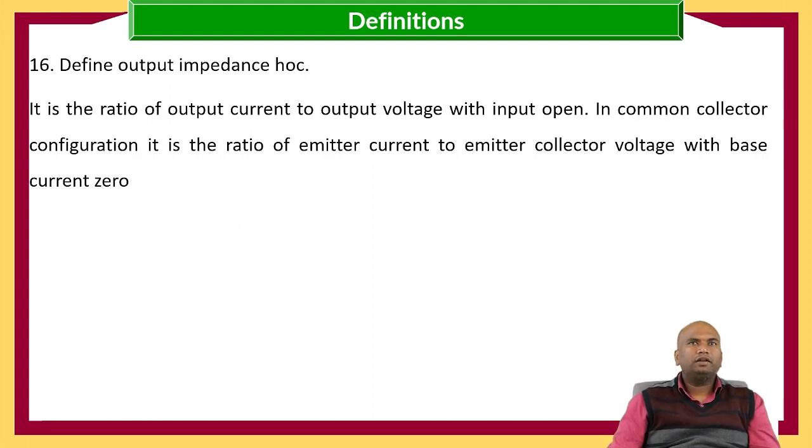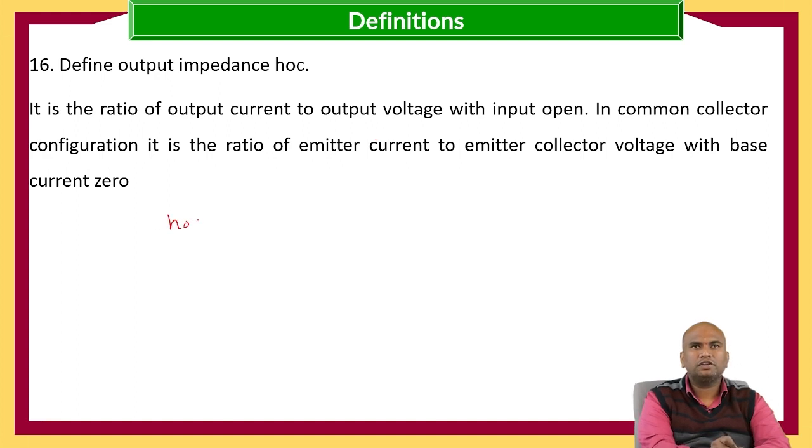Define output impedance HOC. It is the ratio of output current to the output voltage with input open. Here the output voltage is emitter to collector voltage and output current is emitter current. So HOC is equal to IE by VEC with IB value 0.